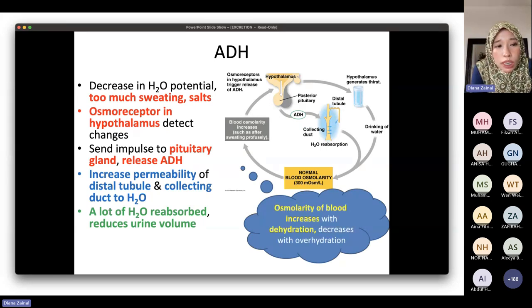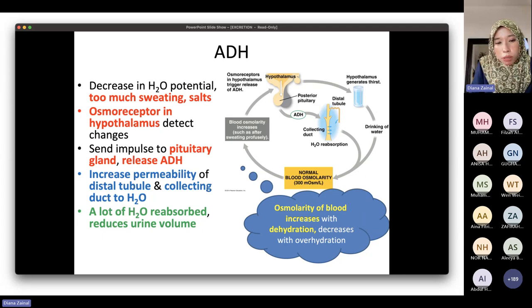Okay. Alright, so the decrease in water potential, remember, you are decreasing the water potential, meaning you're sweating too much because you are exercising, or the high salt content in your food, okay? And then these are the things that are going to trigger it. It's going to decrease your water potential. And then the osmoreceptor in your hypothalamus is going to detect the changes and create an electrical impulse. So the impulse is going to be sent to the pituitary gland, releasing the ADH, okay, the hormone, vasopressin.